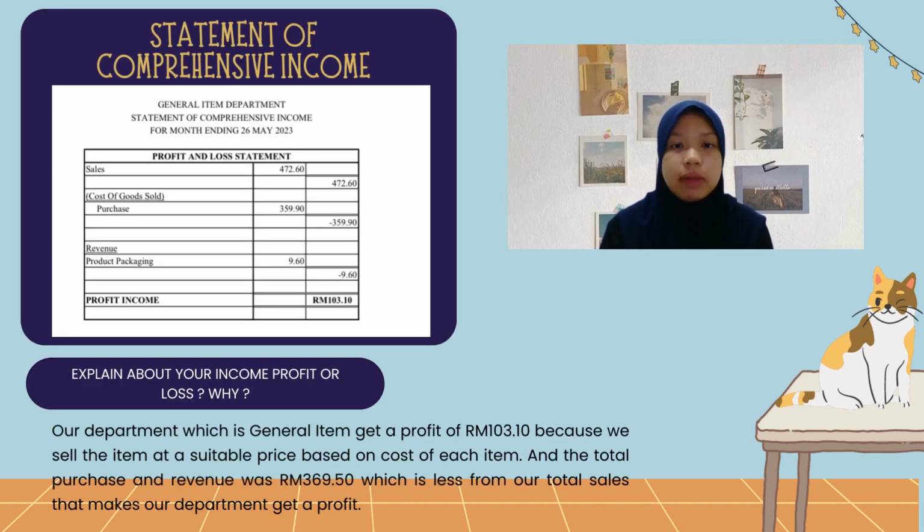Next, I will explain about what if our department general item gets a profit or loss and why. Our department, which is general item, gets a profit of RM103.10 because we sell the item at a suitable price based on cost of each item. And the total purchase and revenue was RM369.50, which is less than our total sales, that makes our department get a profit.